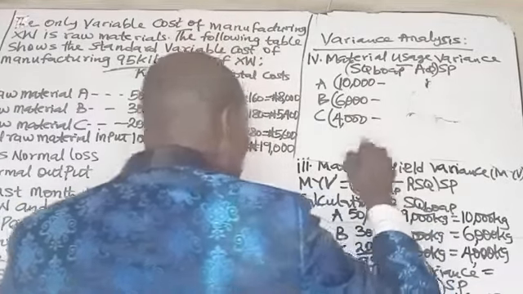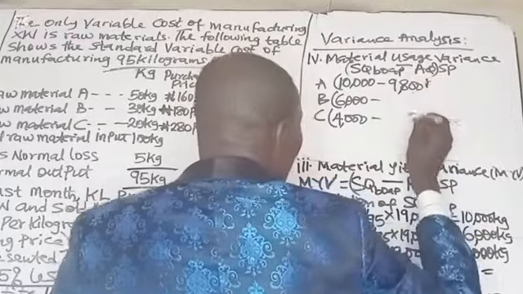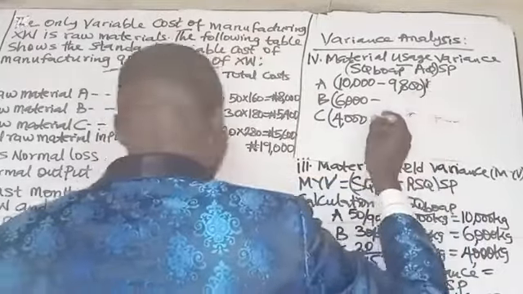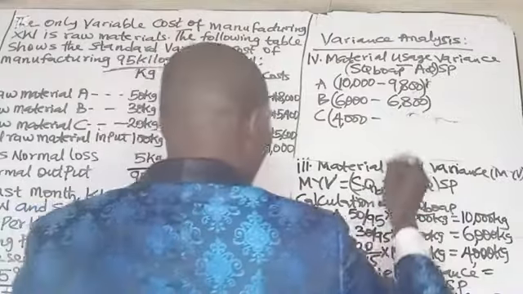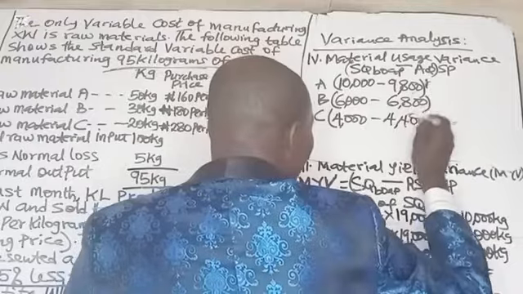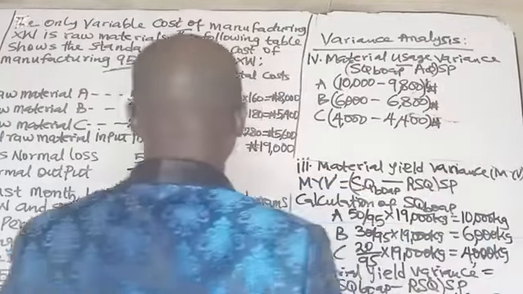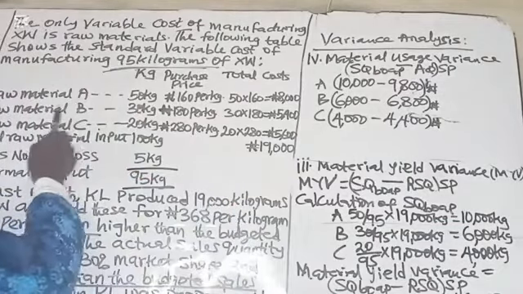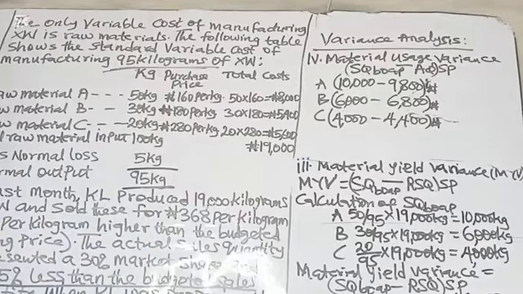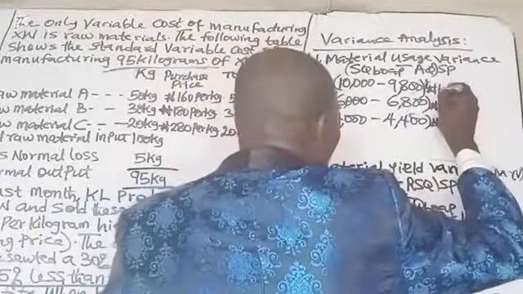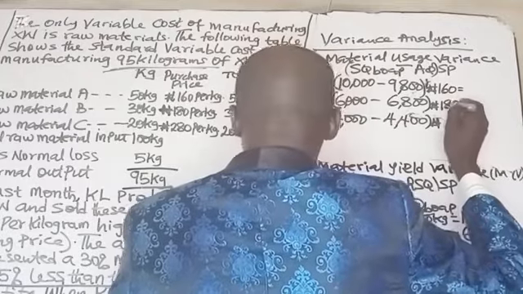The actual quantity given in the question for A is 9,800. For B, it is 6,800. And that of C is 4,400. That is the actual quantity. The standard price given is 160, 180, and 280 for A, B, and C respectively.